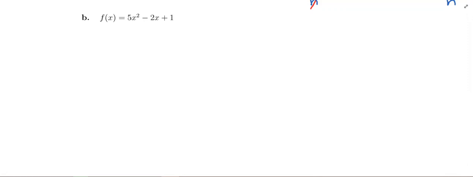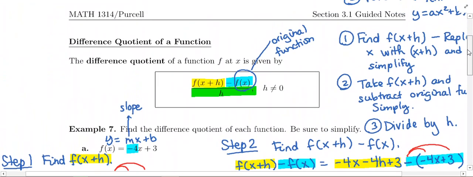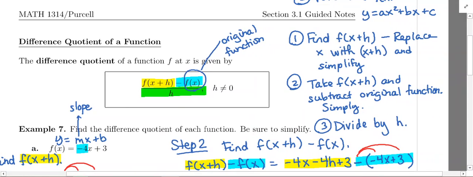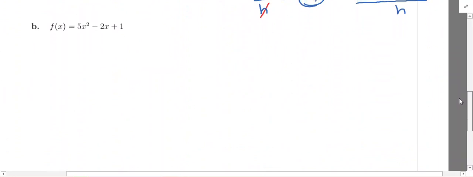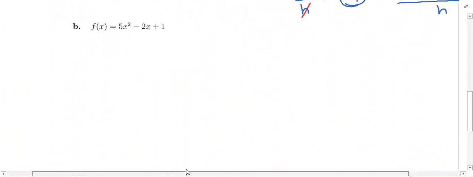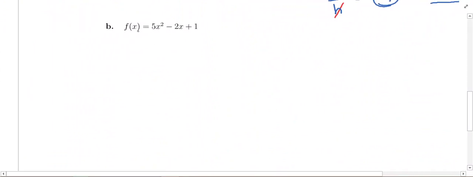Okay. All right, let's get started. We need to follow the recipe for forming a difference quotient. So step 1, as we have written up top here, is to find f of x plus h and simplify. Okay, so let's do it. Remember what that means. If you're going to find f of x plus h, that means you're going to take the original function. Everywhere you see an x, you're going to replace it with x plus h, and you're going to simplify. Okay, so step 1 is going to be to find f of x plus h.